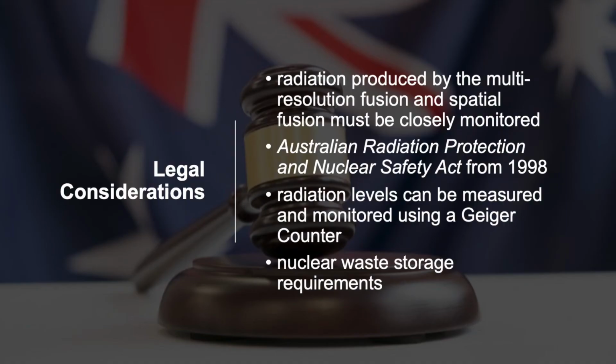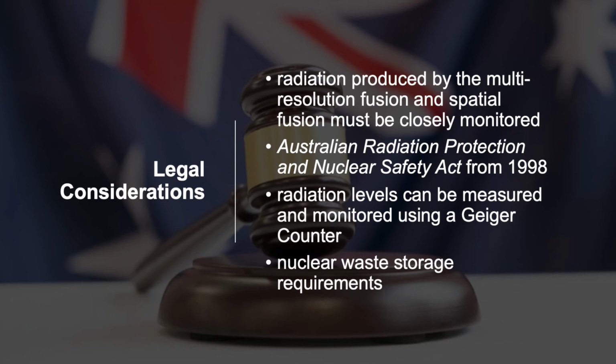Legal and ethical considerations are important to ensure that no illegal actions are undertaken over the course of the project. Understanding the legalities enables us to develop a design by eliminating non-viable options that may not fit with Australia's legal regulations. The radiation produced by multi-resolution fusion and spatial fusion must be closely monitored. It is important to refer to the Australian Radiation Protection and Nuclear Safety Act from 1998 that is currently in place. Radiation levels can be measured and monitored using a Geiger counter.